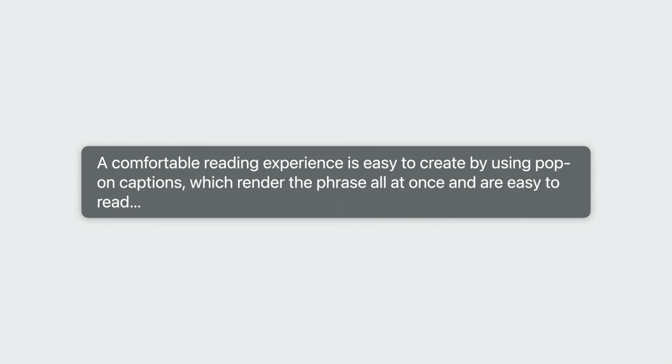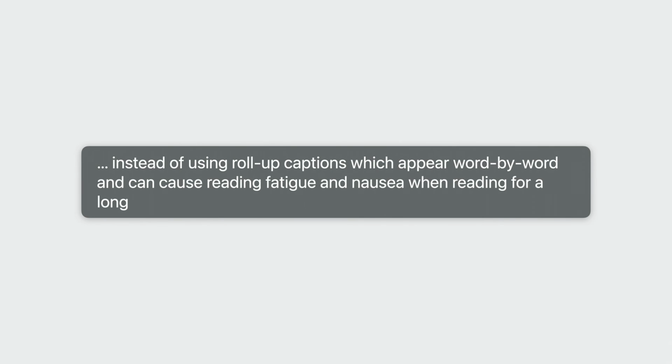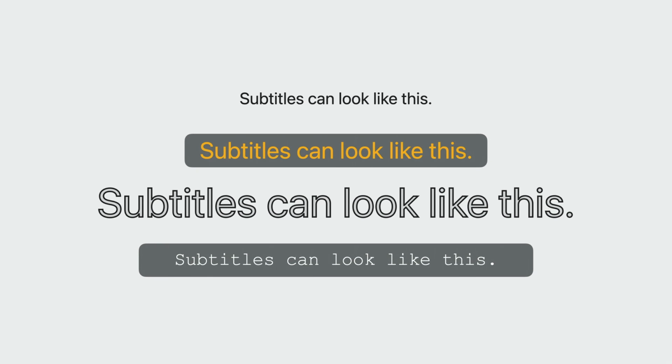A comfortable reading experience is easy to create by using pop-on captions, which render the phrase all at once and are easy to read, instead of using roll-up captions, which appear word by word and can cause reading fatigue and nausea when reading for a long duration. Did you know that people can customize the visual appearance of captions on their device? Captions can be widely customized, modifying things like text size, font, and color, as well as stroke outlines or backgrounds. These options allow people to customize their captions so they're easy to see and read.